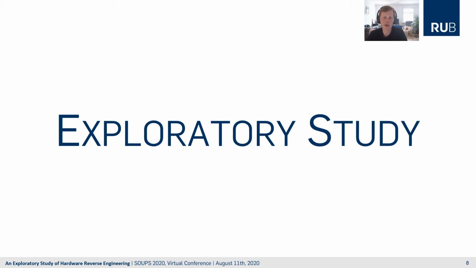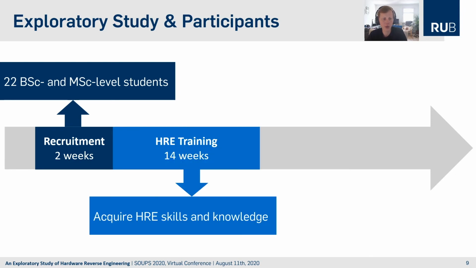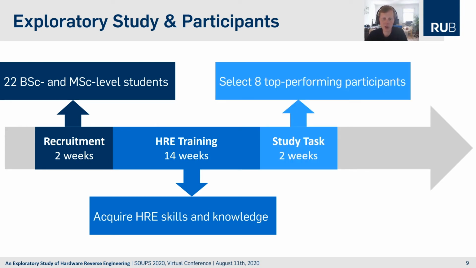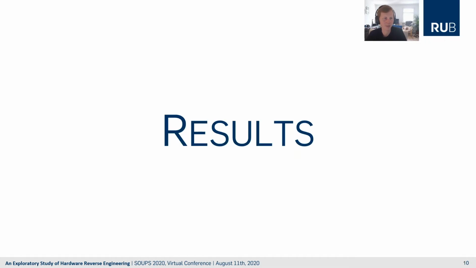Underlying was an exploratory study, where we recruited 22 bachelor's and master's level students who went through a 14-week HRE training where they acquired relevant HRE skills and knowledge before they solved an HRE study task over the course of 2 weeks. We then selected the 8 top-performing participants and were also able to recruit 1 validation expert with 5 years of experience in HRE who also solved our task.